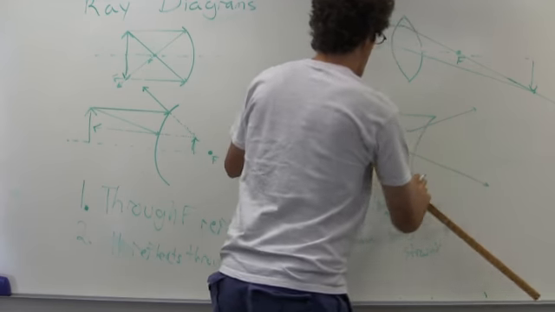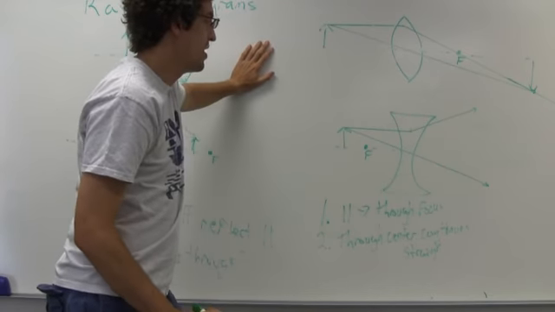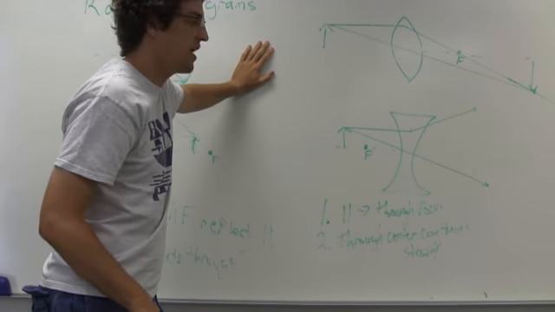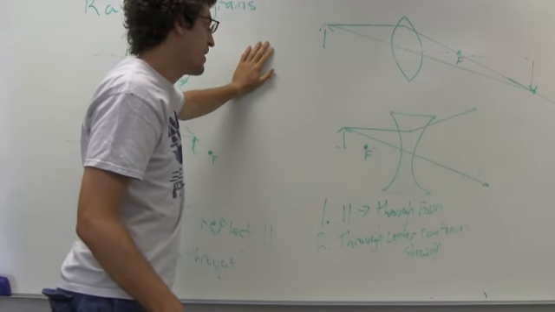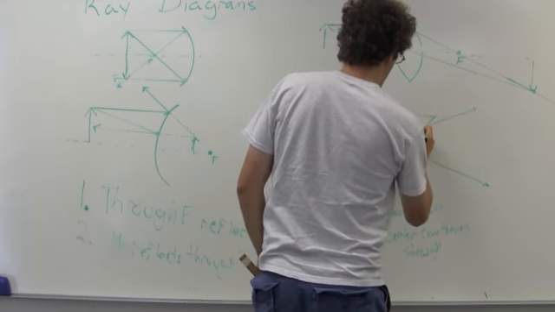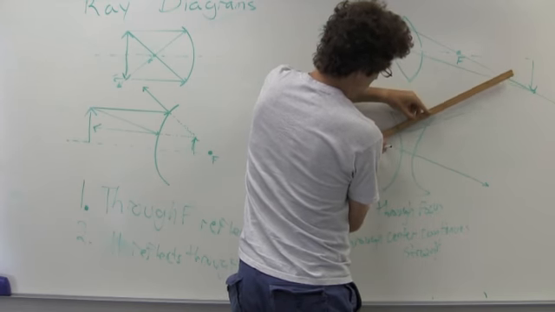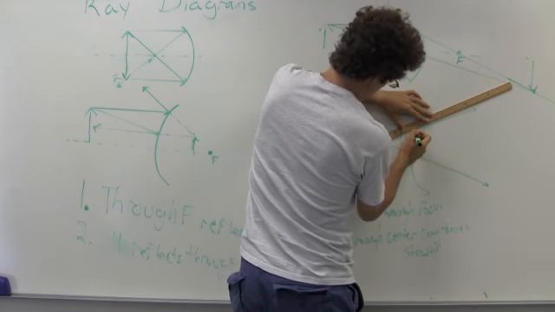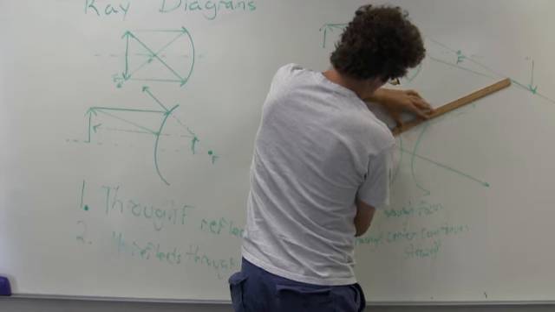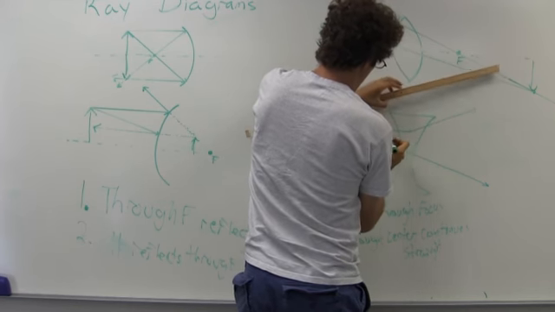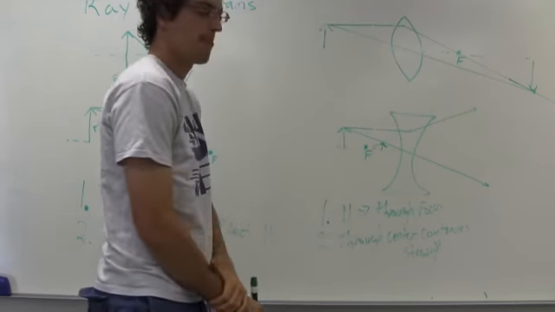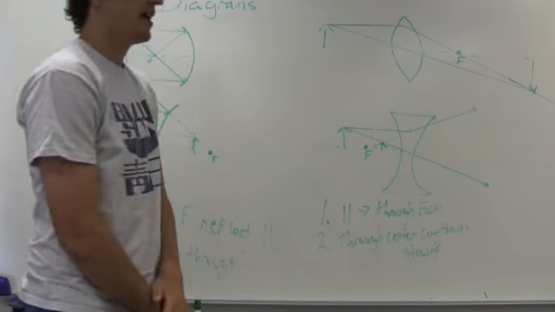Okay, now in neither of those cases are those two rays going to converge. So we have to backtrack. When we backtrack, this one obviously is going to be straight, but this one, if we backtrack through the focal point, we get an image right there. And that is ray diagrams.